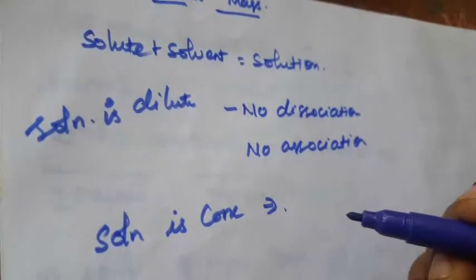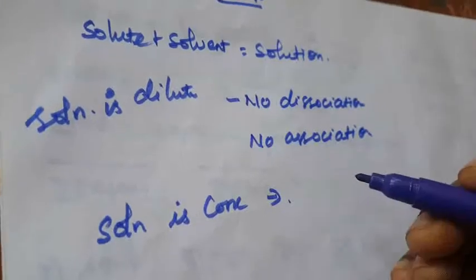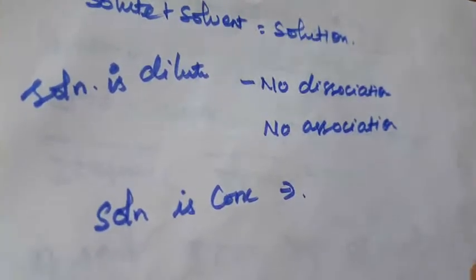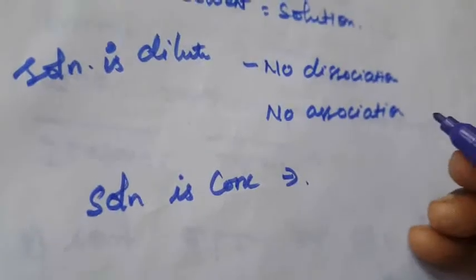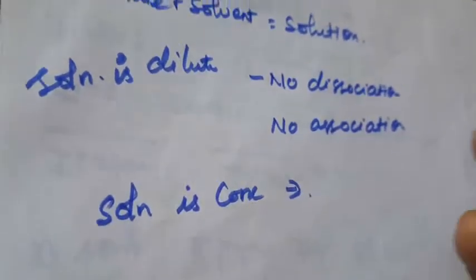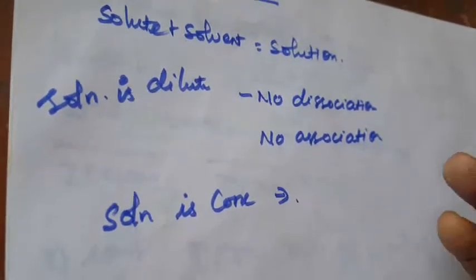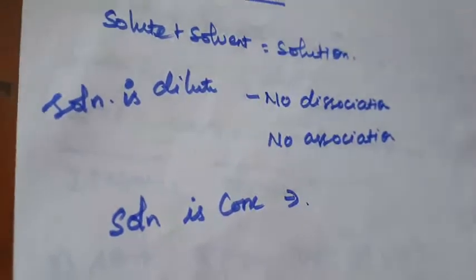That property is determined using the colligative property. What is the difference? The actual molar mass and the calculated molar mass, the normal molar mass and the abnormal molar mass. When dissociation or association takes place, the values vary, and that is what we are going to calculate. Example, say for example acetic acid.